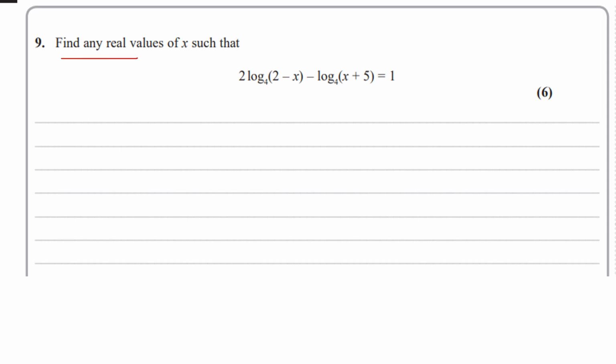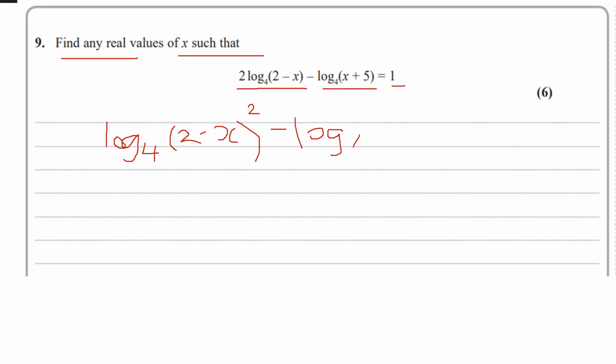Find any real values of x such that 2 log to the base 4 of (2 minus x) minus log to the base 4 of (x plus 5) is equal to 1. Okay, so first of all, that 2 can come out to the front as a power. So I have log to the base 4 of (2 minus x) all squared, subtract log to the base 4 of (x plus 5), and that has to equal 1. Okay, so that's the first step there.